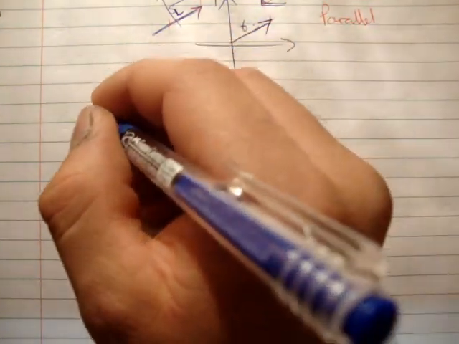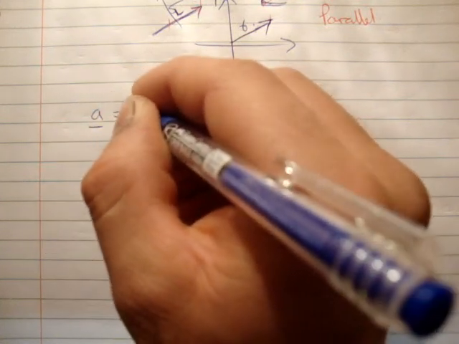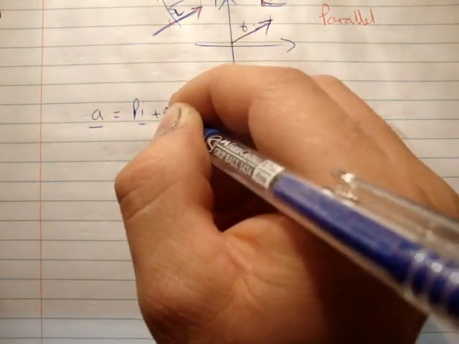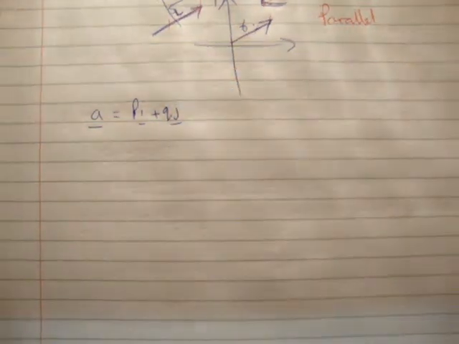So the question is this: how do we show these vectors are parallel? We have PI plus QJ is parallel to RI plus SJ. So to find the condition, we've got to find the condition. So let's first of all look at the vector. I'm going to call it A is equal to P i hat plus Q j hat.